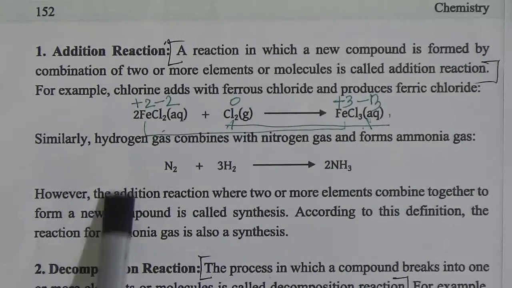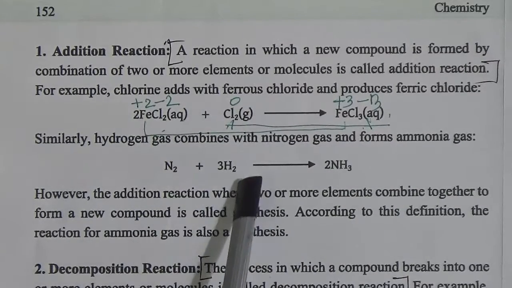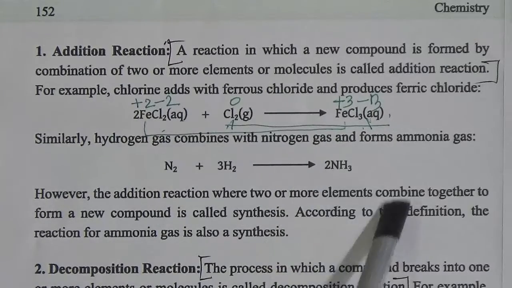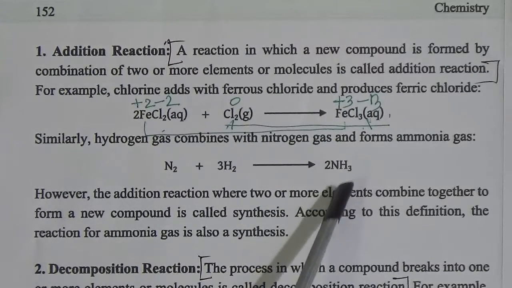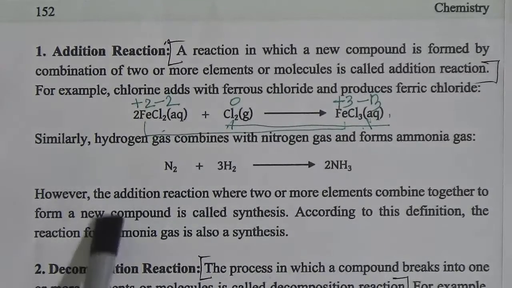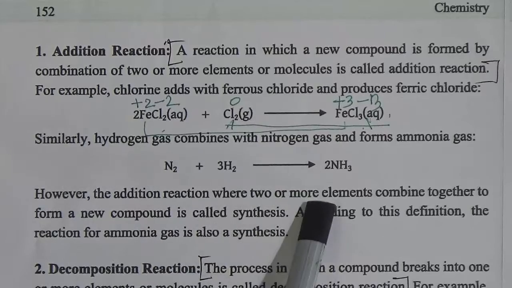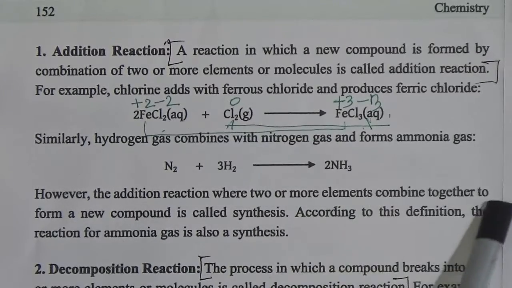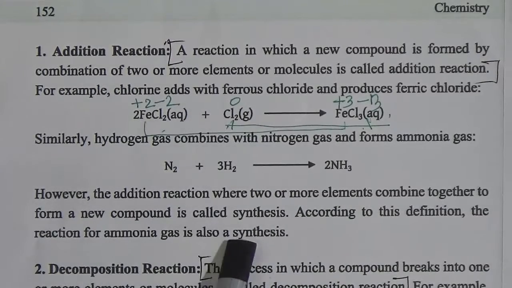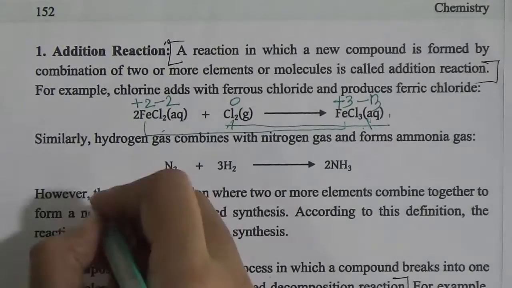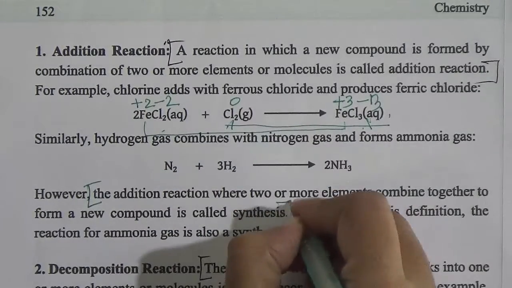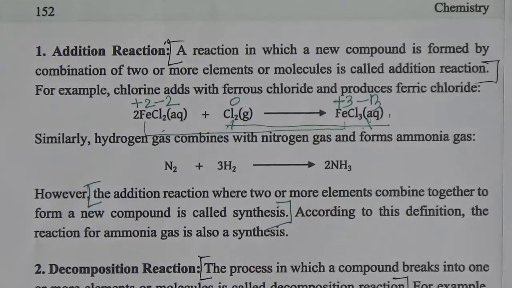Another one, nitrogen and hydrogen react with each other and produce ammonia. An addition reaction where two or more elements combine together to form a new compound is called synthesis. That means in the addition reaction where the reactants are both elements, that reaction is also known as a synthesis reaction.